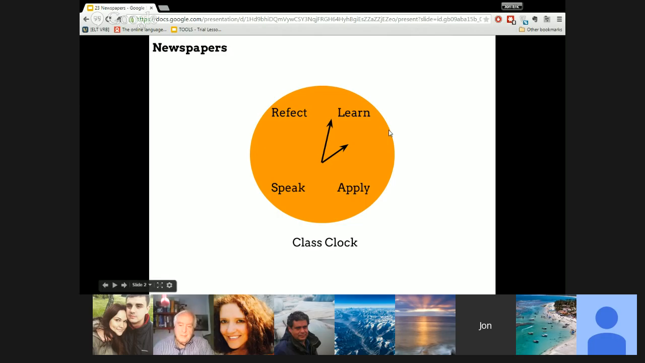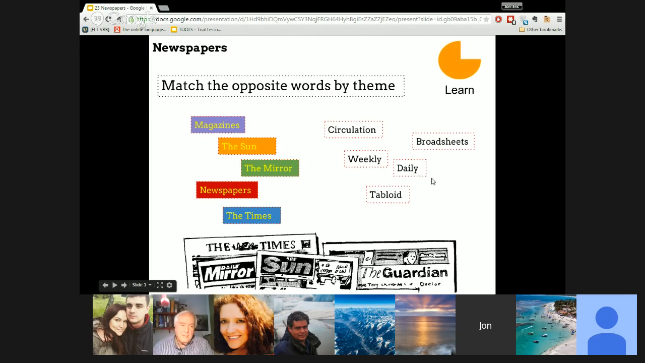Let's get started. Take a look at this. I want you to match the opposite words according to the theme. So these words are related, but maybe not in an obvious way. Some of those words are particular newspapers, famous newspapers. So if you're matching up a newspaper, you have to match it up according to what it's known for.